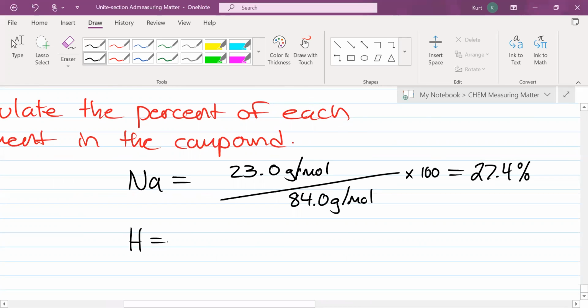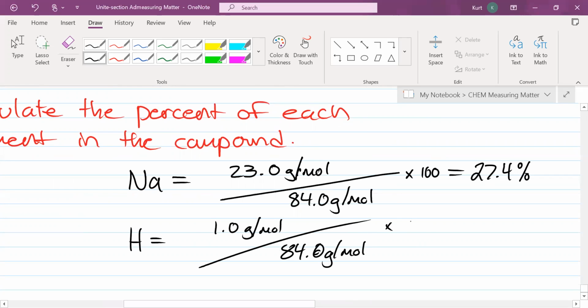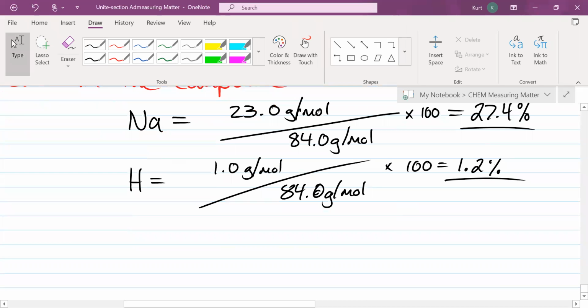Carson Dye, you're going to do hydrogen. What was the molar mass of all the hydrogens in that compound? 1.0 grams per mole divided by 84. Okay, don't forget to do times 100. What is 1 divided by 84 times 100? 1.2%. 1.2%. All right. Yes. Is there any units? No, just percent.